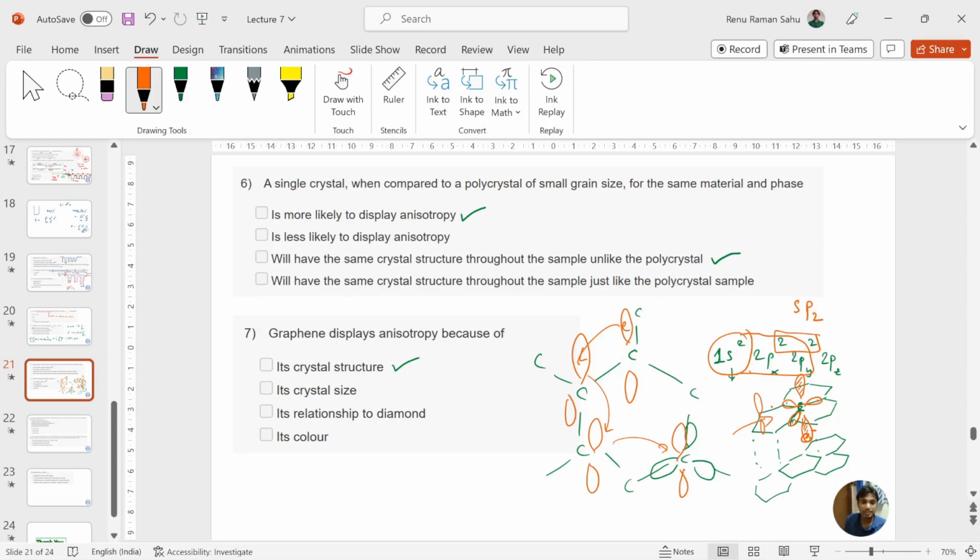But in diamond, what happens? It is sp3 hybridization. sp3 hybridization means the 4 electrons are in bonds, so there will be 4 bonds to each carbon. It will be a tetrahedron shape. So all the electrons are used up in bonding. There is no free electron.